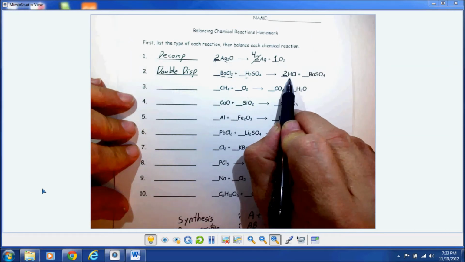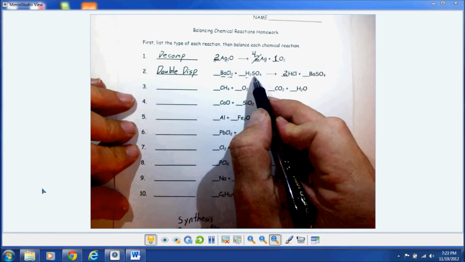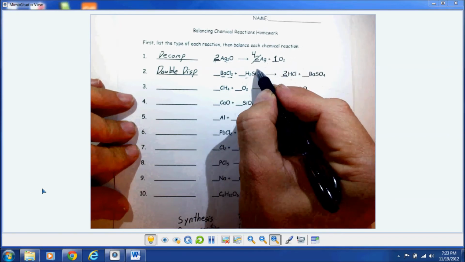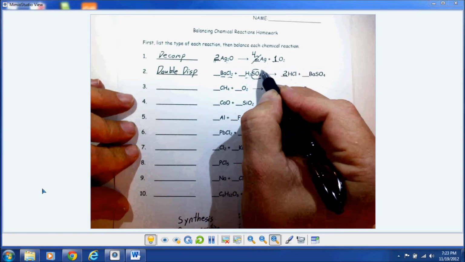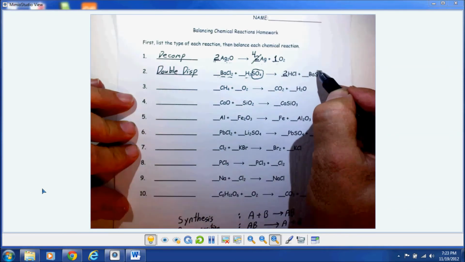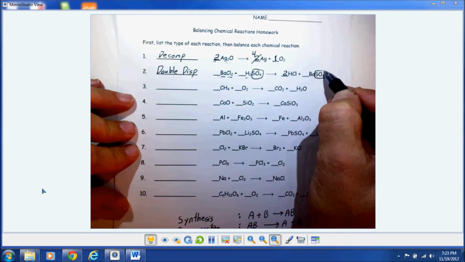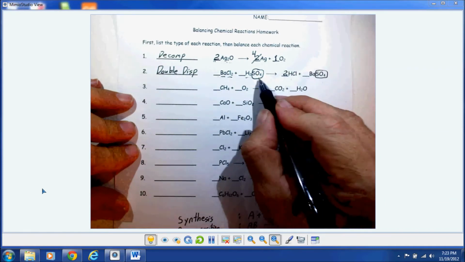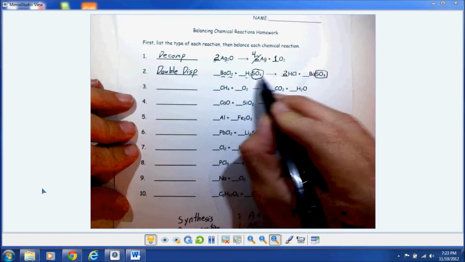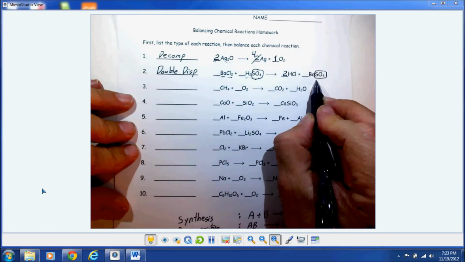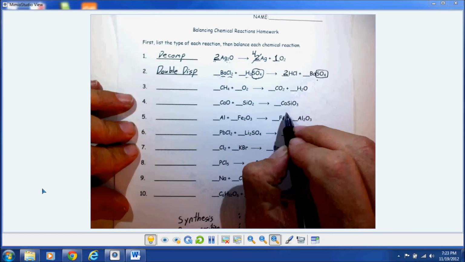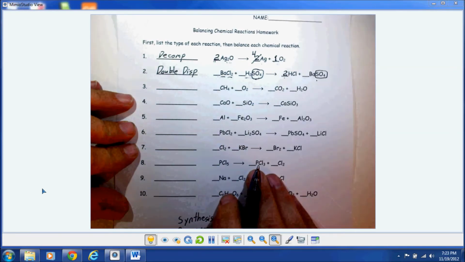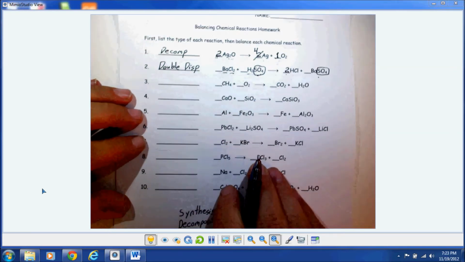So that's good. We can balance the sulfurs and the oxygen separately, but if we note this is a polyatomic ion, we see that it's still a polyatomic ion here, meaning it hasn't broken down. So we can balance this as a whole unit. We see that there's only one here and there's one here. So this equation is balanced with just having added that 2. Let's look at the next equation.